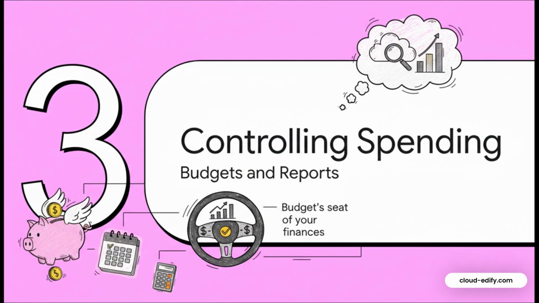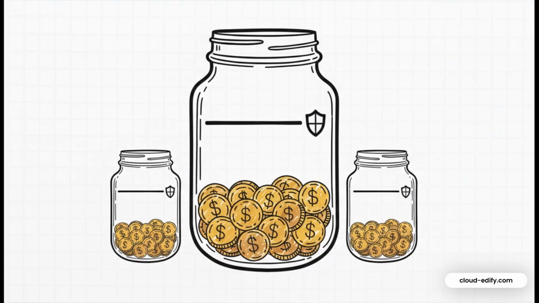Your first line of defense here is going to be budgets. It's incredibly straightforward, but so powerful. You can set a budget for your entire billing account, or if you want to get more granular, you can apply budgets to individual projects. And you can set it as a fixed dollar amount or even tie it to a percentage of what you spent last month. Really flexible.